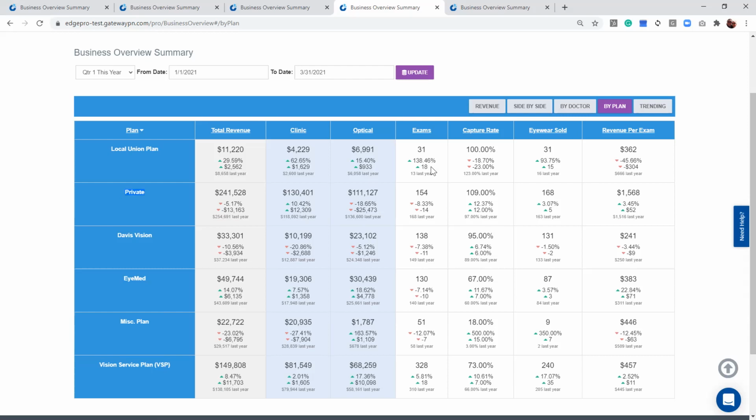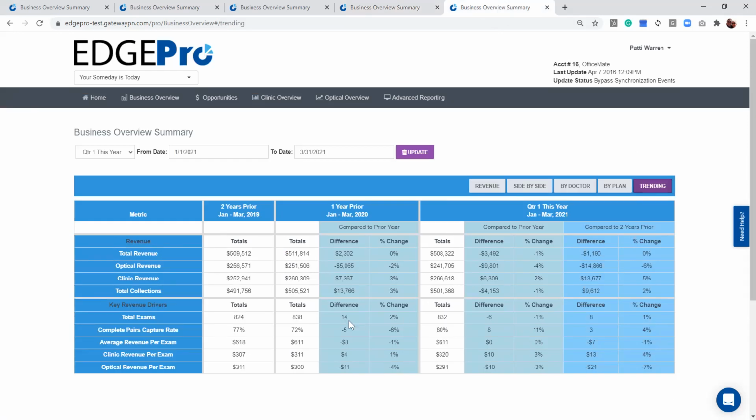Now, we do have another dashboard on here, and it's the trending dashboard. This is where you can just see your trends, or your routines, as some people may call it, over a 3-year time period. I'm going to explain it. We've got several things on the list here, but let's look at our total revenue to explain this portion of it. I can see in 2019, we did $509,000.